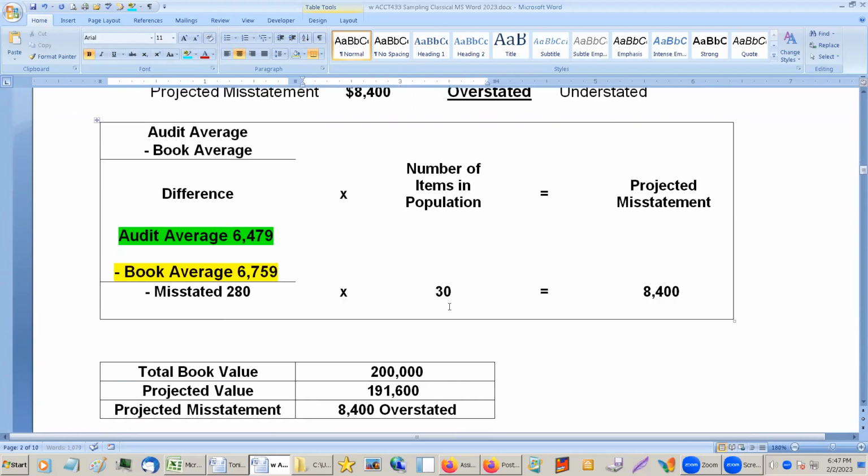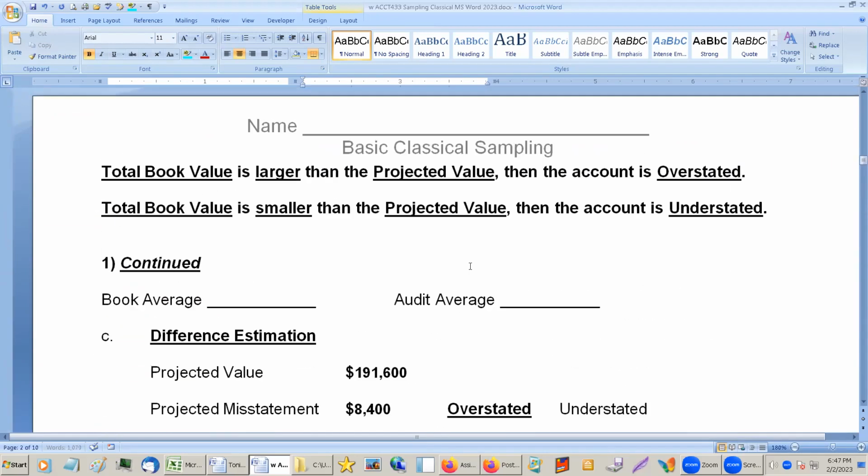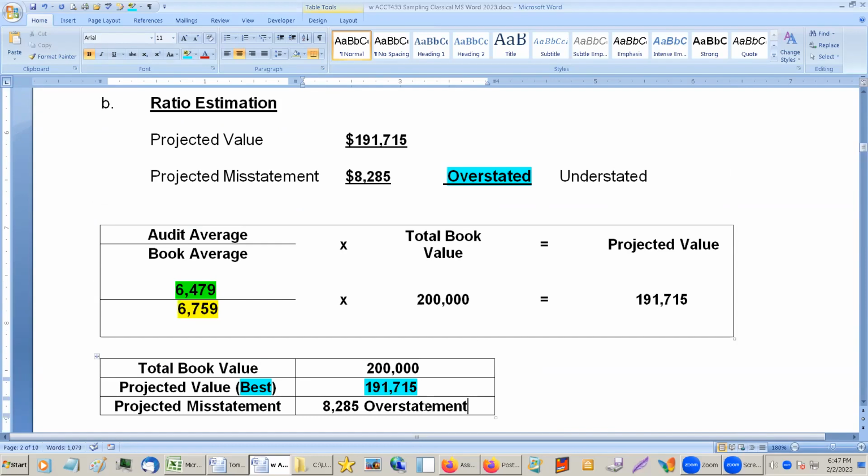Did I say it's overstatement or understatement? Overstated. Okay. So any overstatement is actually, if you think about it, sort of negative. That's what you'd have to pull off of the book value to get to the projected value. So it's a way of thinking about it.